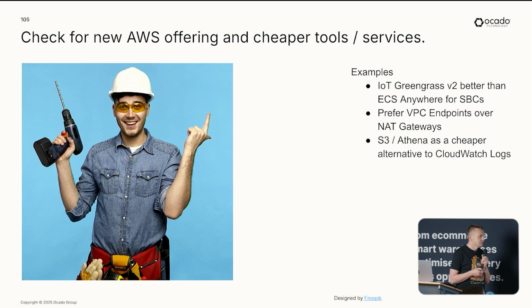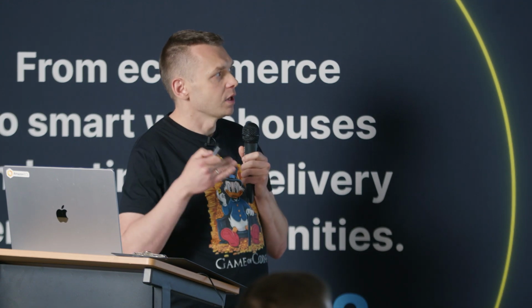And I think the best example of that was the one that Kasia gave you earlier about the IoT Greengrass, which was not only cheaper for us, but just basically better suited for the workloads we were running, did not require containerization, gave us MQTT, and was just basically better for single board computers.